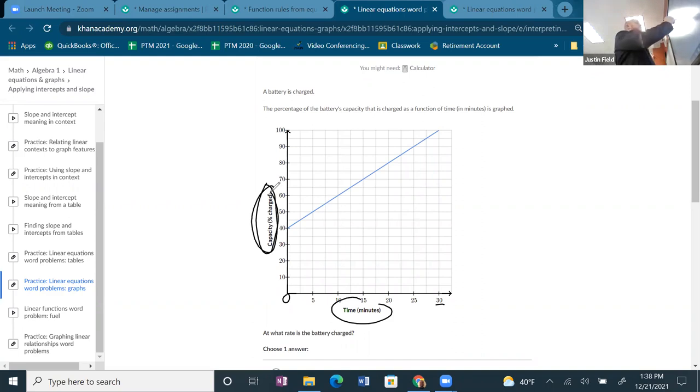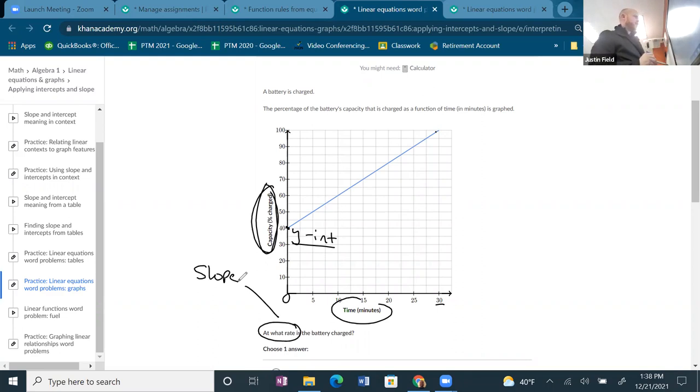So now I'm starting to see the story of this battery. The y-intercept is 40. That means, the y-intercept is the beginning. At 40% is where the situation starts. Plugged it in, and now it's charged. But the question is, what is the rate? So rate is a slope word.